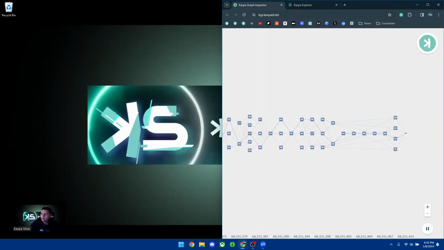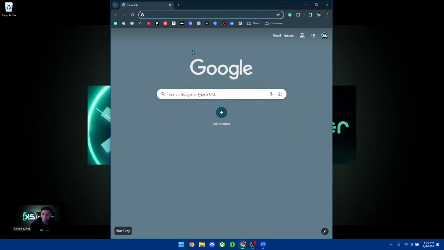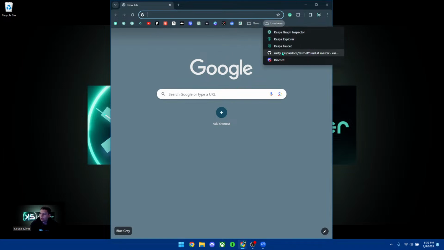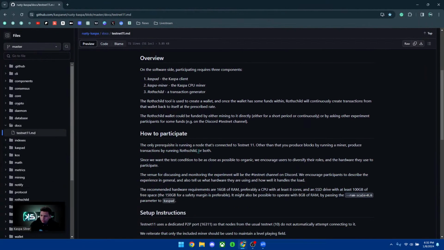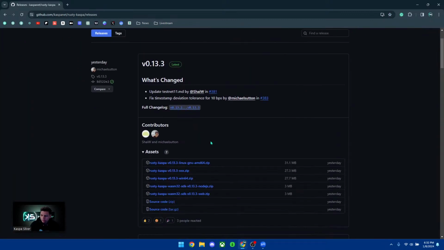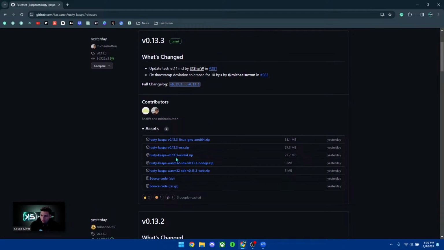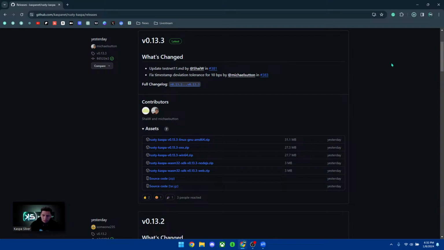But yeah, let's go ahead and get started trying to set this up, run a node myself, and get some free test Kaspa. So let me go to the website for testnet 11 and let's set this up. All right, so I'm pretty sure I've got to download the Rusty Kaspa binaries, Windows. All right, download suspicious file. It's going to hack my computer. Okay, there we go. We got the file.